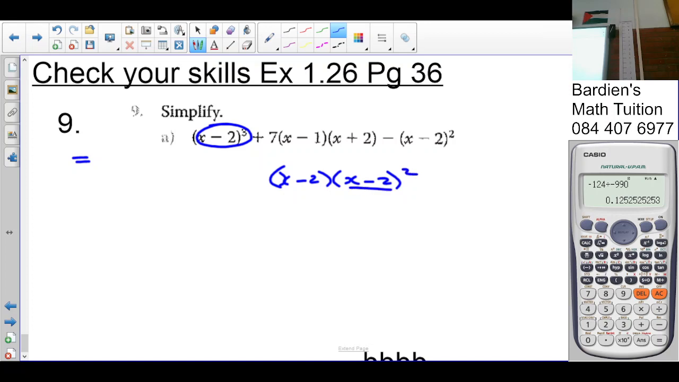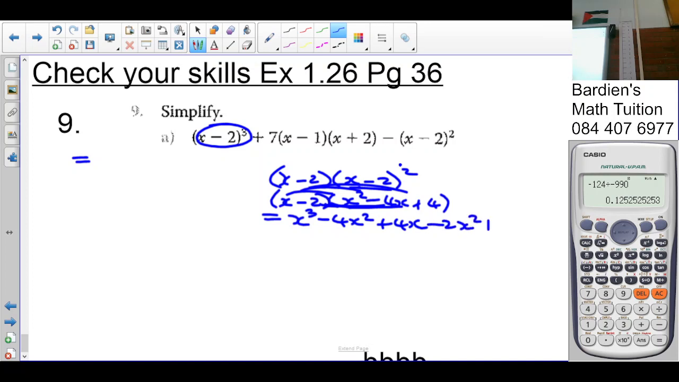Why do I do that? Because I'm familiar with the binomial square rule. Again, if you're not, you write that twice and multiply it out. x minus 2: first term squared is x squared, that times 2 is negative 4x, plus the last term squared. You multiply that out, it gives me x cubed minus 4x squared plus 4x. You multiply the negative 2 in, it's going to give you negative 2x squared plus 8x minus 8. Again, you get x cubed, like terms here, negative 6x squared plus 12x minus 8. That's when I multiply that out.